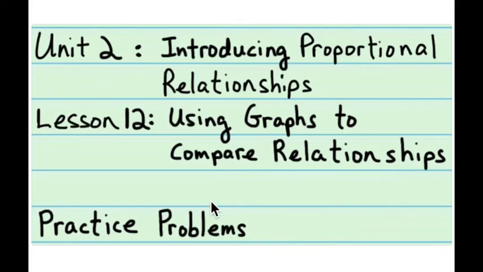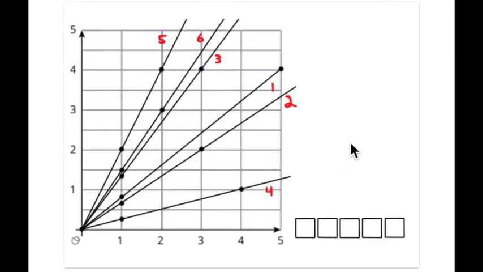These are the practice problems for lesson 12, using graphs to compare relationships. In problem number 1, you are given 6 graphs, and you are also given 6 equations and asked to match each equation with each graph. Before we get there, what I wanted to do is make a drawing of each one of these graphs.